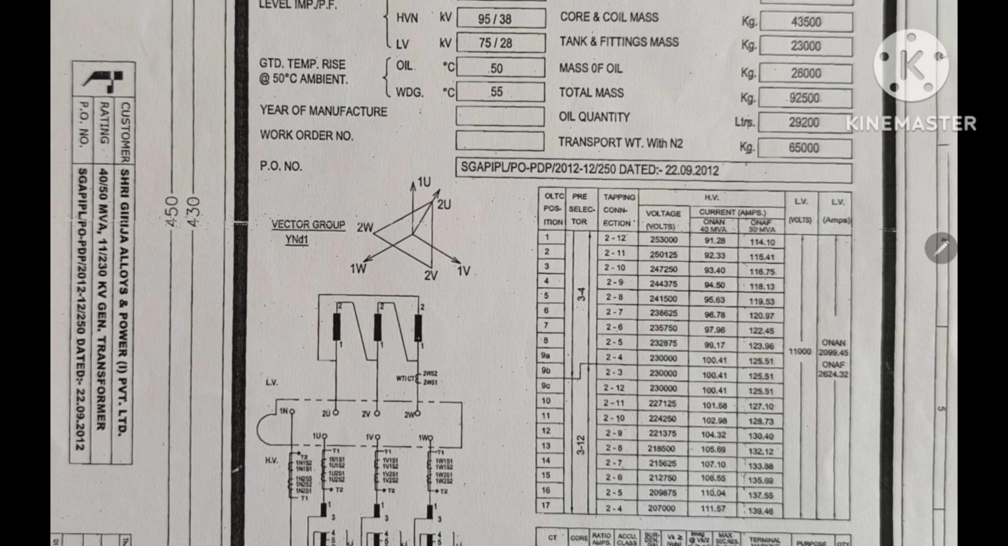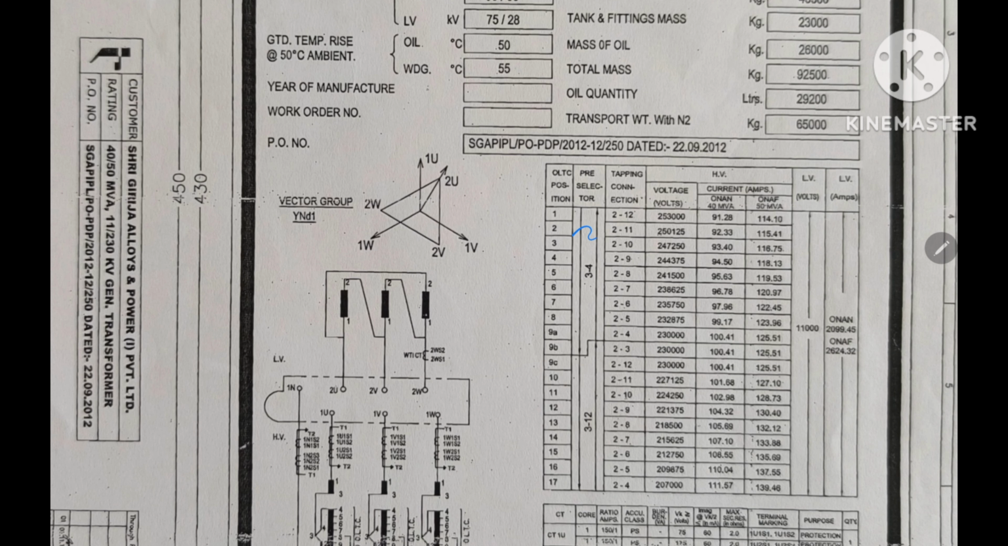Here the tap positions are from 1 to 17, and this 230 kV is the nominal tap. This is 9A, 9B and 9C. And the highest voltage is 253 kV and the lowest voltage is 207 kV. And this is the secondary voltage, 11 kV, we have to maintain.